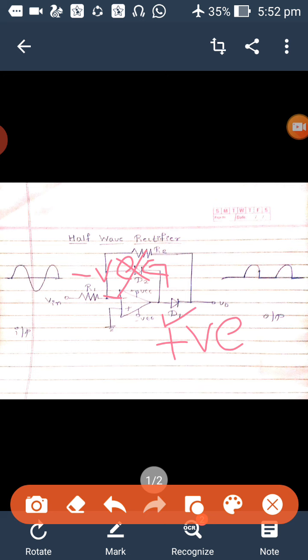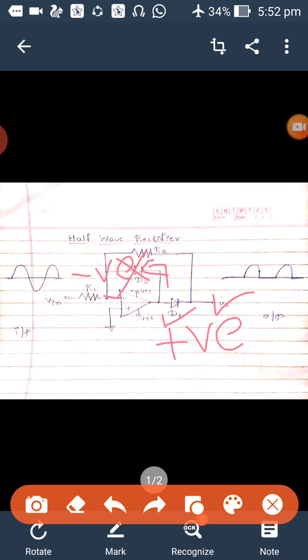If D1 is on, I will be getting my output voltage. What is my output now? I have given a negative voltage to the inverting terminal. The output of the operational amplifier is positive. Because of this, the diode D1 is on and I will be getting a positive voltage at the output side. Now check the waveform. During the negative cycle, I will be getting a positive output.